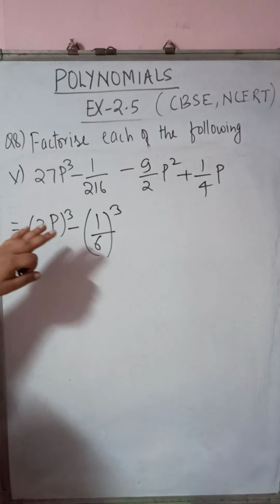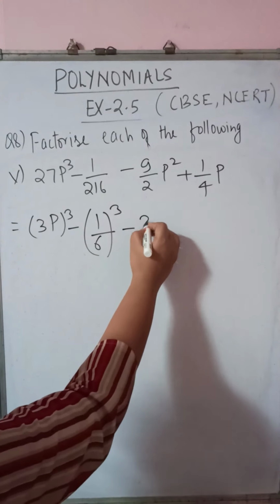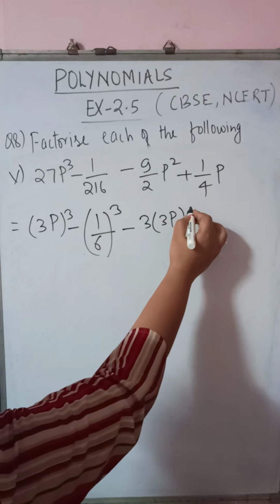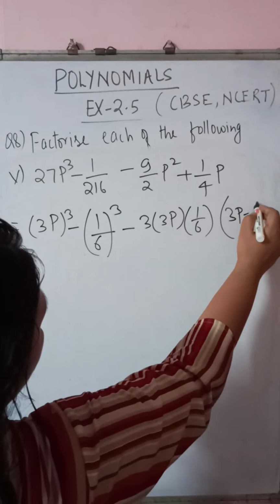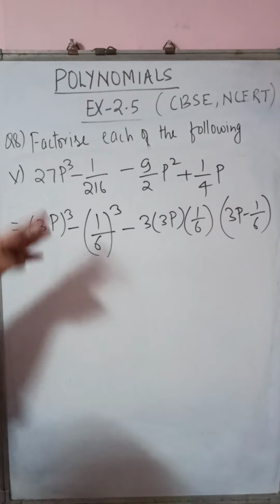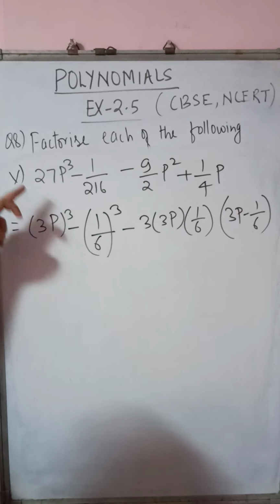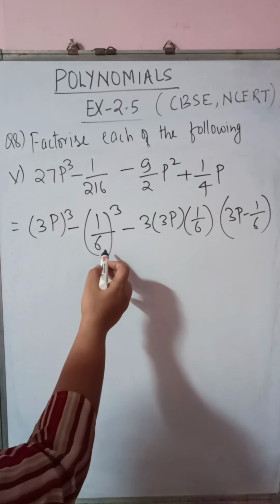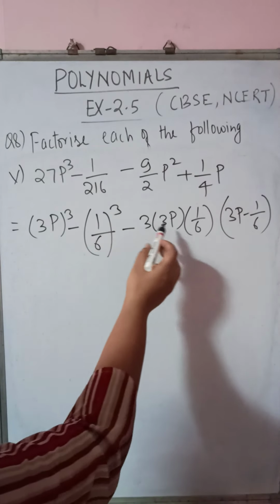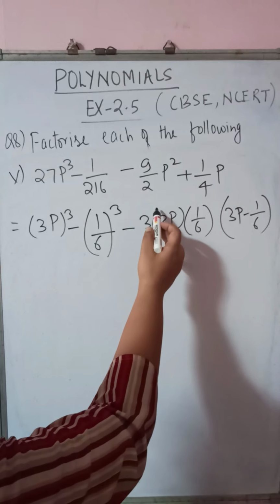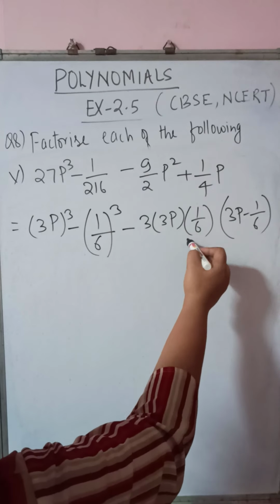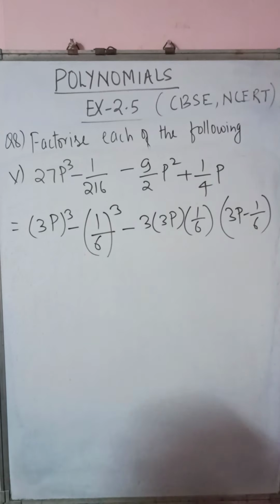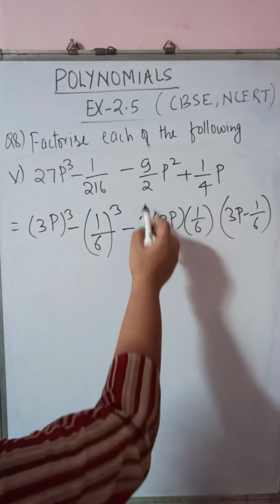Now you got a cube minus b cube minus 3ab into a minus b. Now you solve and see if you are getting the above result. 3p whole cube. So 3 into 3 into 3, 27p cube minus 1 by 6 into 6 into 6, 216, minus 3 3s are 9, 9 by 6. So when you cancel 3 1s are, 3 2s are, you'll get 9 by 2. So you'll get 3 by 2p here. And when you multiply with 3p, you get 9 by 2 p square.